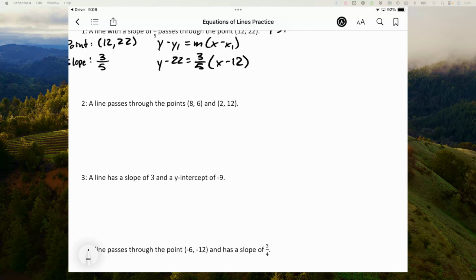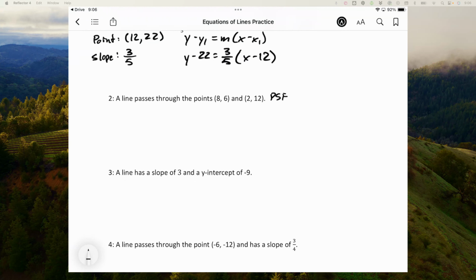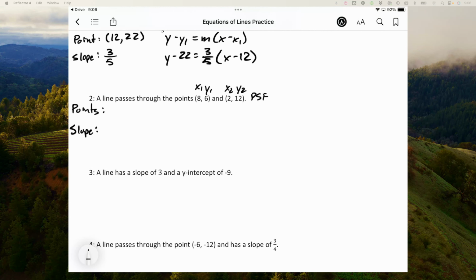So with the next one, we do have a little bit more work to do. We do not have a y-intercept, so we know we have to use point-slope form. We have 2 points. We only need one. We can choose either one, but we do not have a slope. So we do need to do the work of finding a slope. So finding a slope is y2 minus y1 over x2 minus x1.